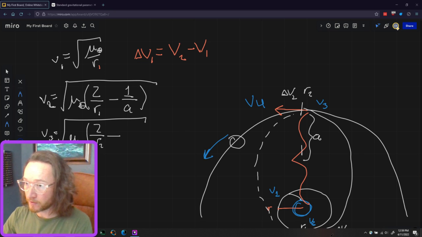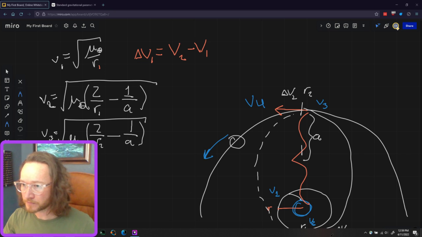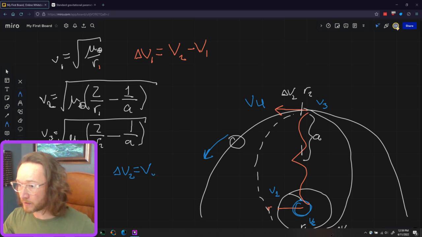Except now we are out at R2. So there's our V3, and then we want to circularize, right? So V4 is the square root of mu Earth over R2. So then our delta V2 is then V4 minus V3.